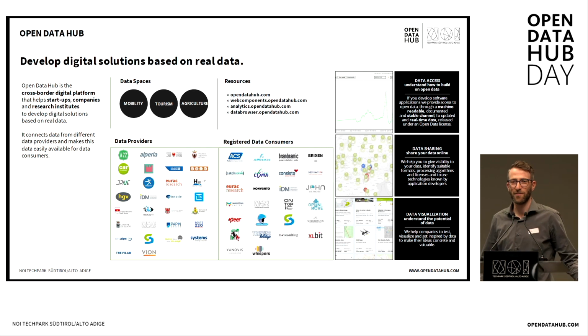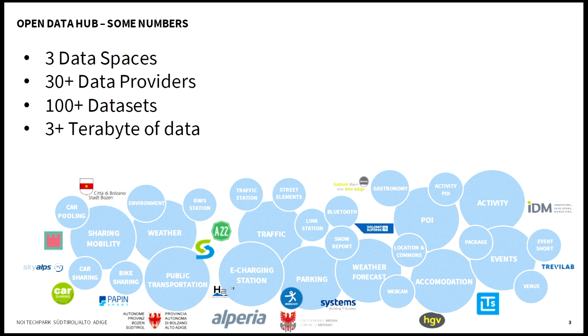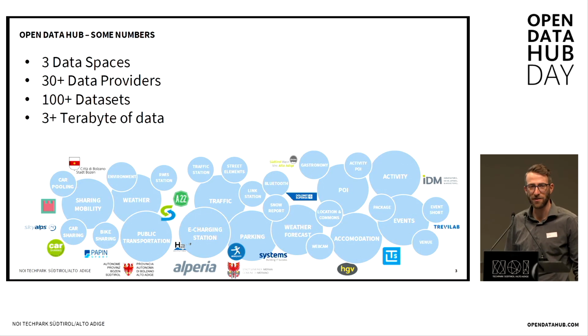I will try to explain, before going more into detail of the Data Browser 2.0, why we decided to improve and implement a new version of the data browser. As you already heard, we have 3 data spaces: 2 old data spaces, tourism and mobility. They are already consolidated, and we are kicking off this year the agricultural one, so the 3rd one. We have more than 30 data providers. You have seen before me, SkyAlps is one example. They are sharing with us more than 100 data sets and more than 3 terabytes of data.